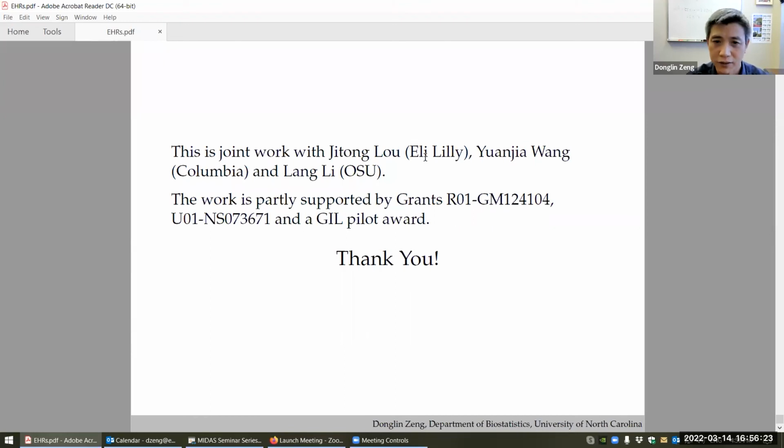Right now we are trying to use this approach to get external validation, using the Columbia EHR data. So I think, thank you. I think I'll stop here.